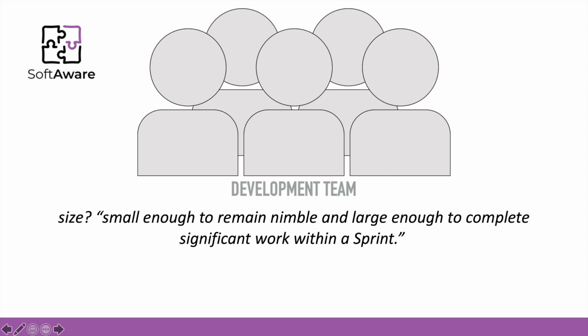What is the size of a development team? Or what should be the size of a development team? From the Scrum Guide, the idea is that the number should be small enough so that the development team could remain nimble and a working unit, but large enough to complete significant work within a sprint. So the idea is to reach for an equilibrium where the numbers are between 3 and 9 members of each team.